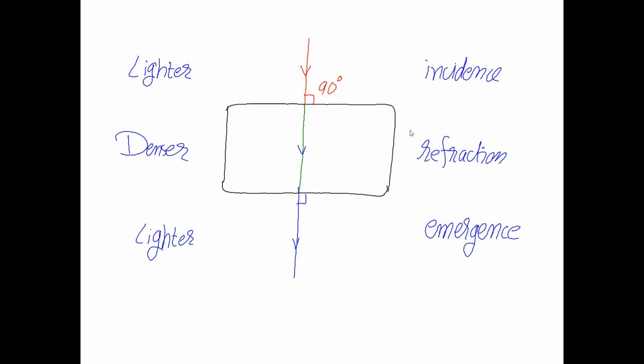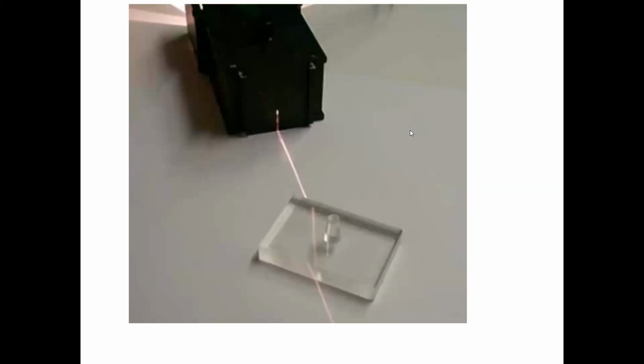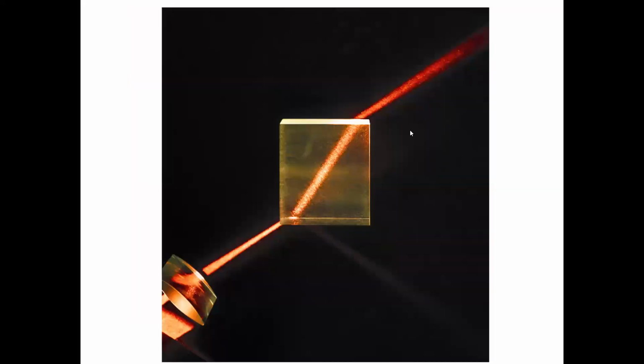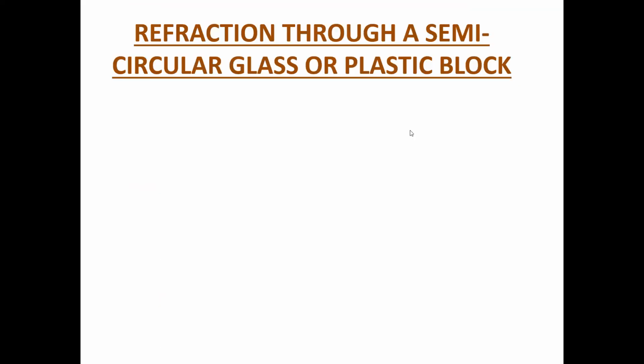As I mentioned when we were doing the chapter on transverse waves, if the light enters at 90 degree, it does not bend, it goes straight. Now, ray box we have discussed just now. It is a type of laser beam, and if you use a ray box, you can avoid the use of pins. Look at this diagram. The ray itself is visible, so you do not need any type of pins. You have to give the heading refraction through a semicircular or plastic block.